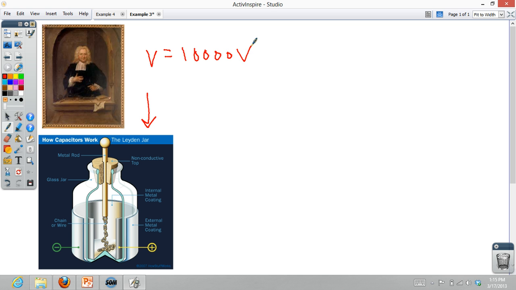And it had a charge of about, so our Q here is equal to 5 times 10 to the negative fourth coulombs. And when he touched it, he said that he got such a large jolt that he exclaimed he would never try the experiment again for all the Kingdom of France. They want us to figure out what is the capacitance of that jar.